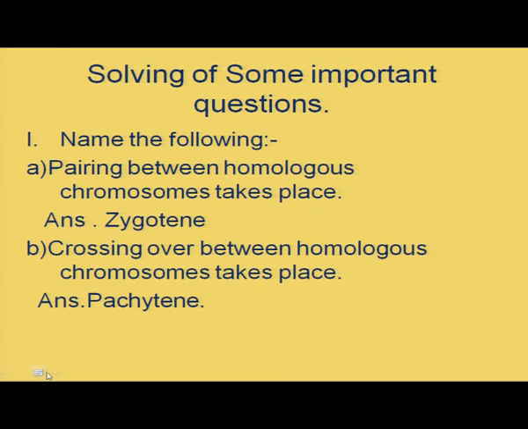Now, coming to some of the important questions to solve. Name the following. Pairing between homologous chromosomes takes place in which stage? Yes, your answer is correct: Zygotene. Crossing over between the homologous chromosomes takes place in which stage? Your answer is of course right, Pachytene stage.